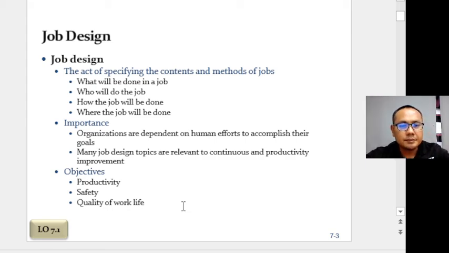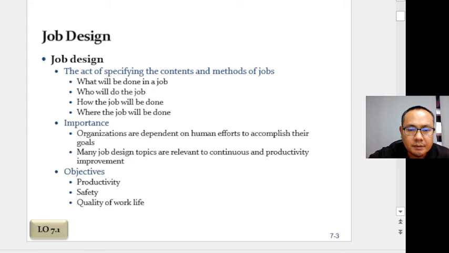Okay, as you can see from here, this is job design. Job design is the act of specifying the content. This is the explanation or meaning of job design. Job design involves specifying the content and method of a job. Job designers focus on what will be done in the job.